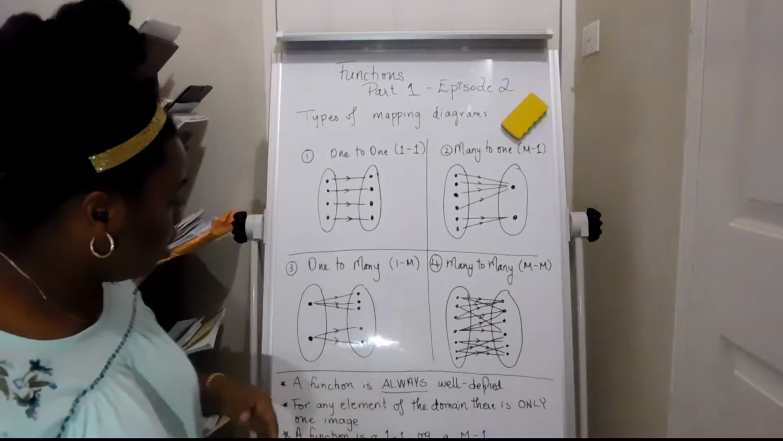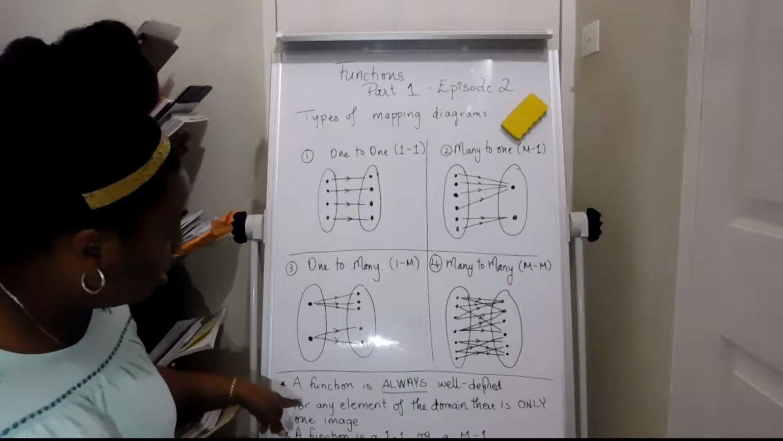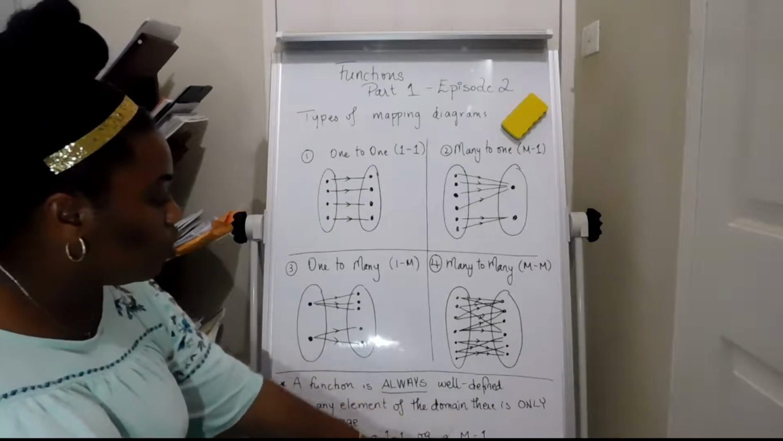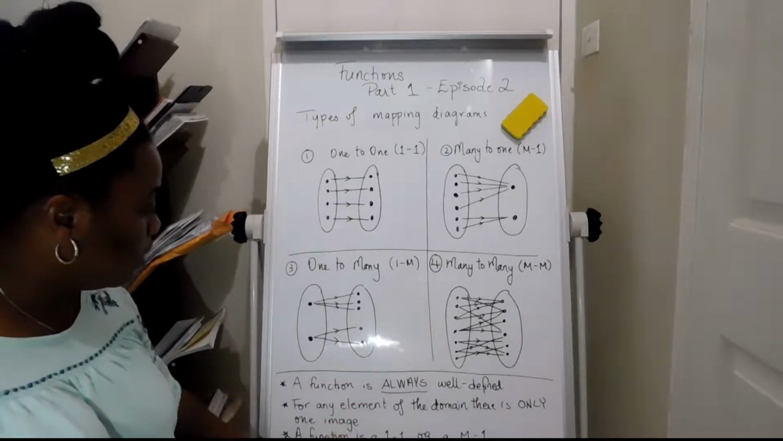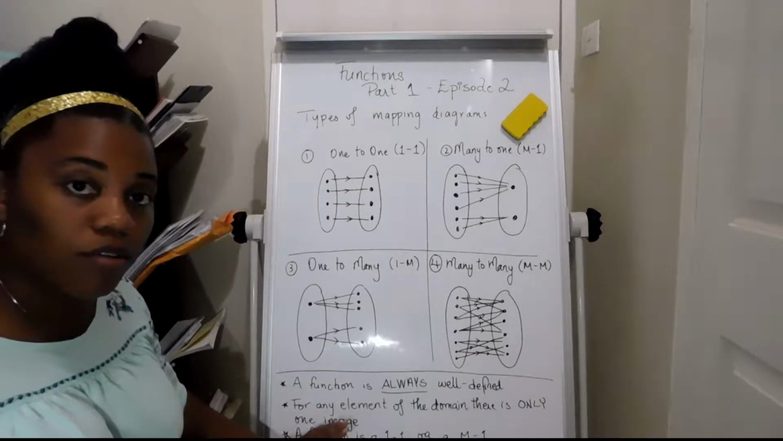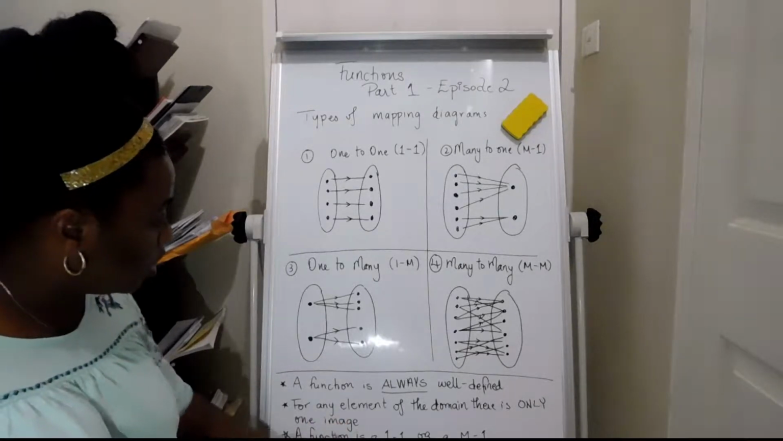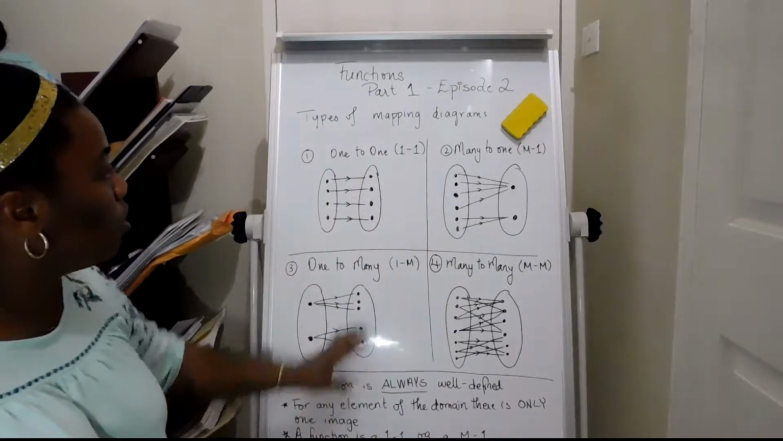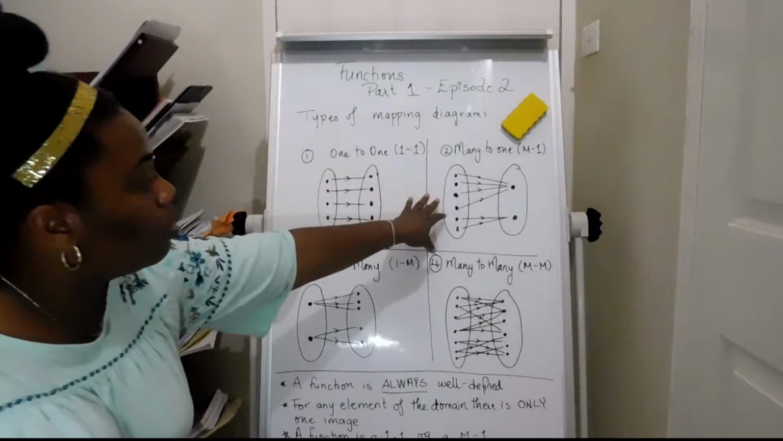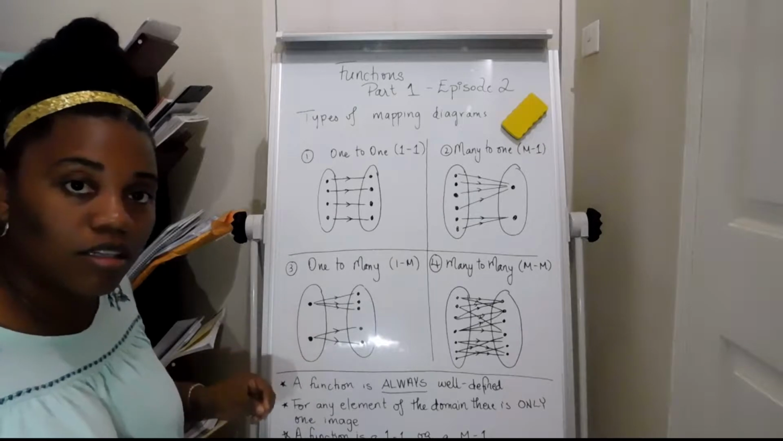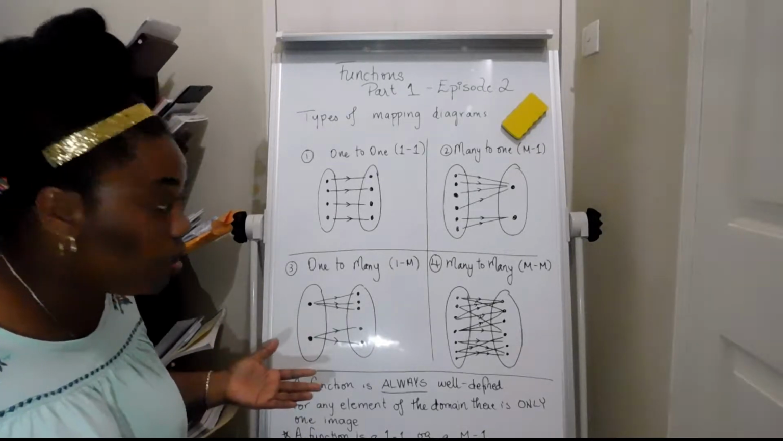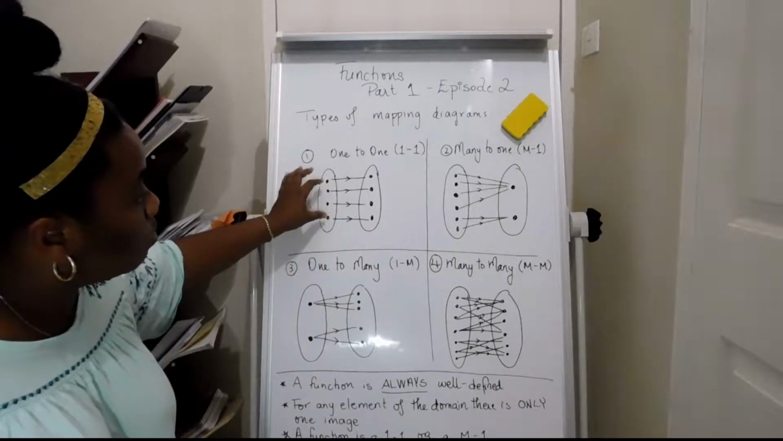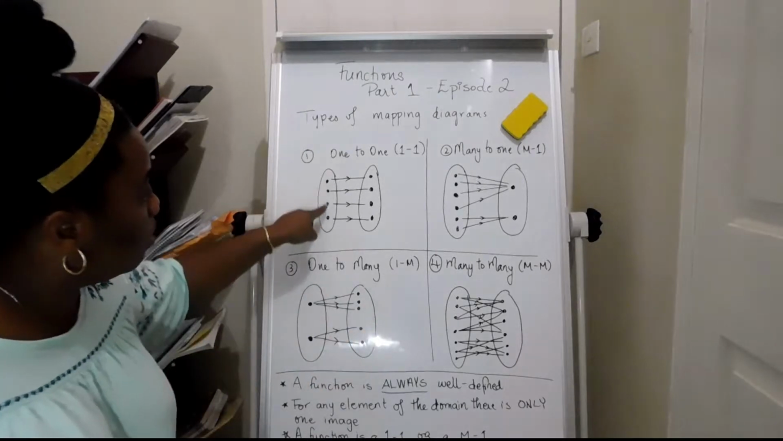So a function is always well defined. For any element of the domain, there is only one image. That is what determines a function. A function is a one-to-one or many-to-one. Therefore, out of the 4 mapping diagrams, only a one-to-one and a many-to-one are considered functions, mapping functions. And that's simply because each element is only mapped once.